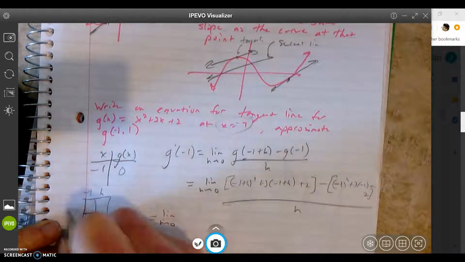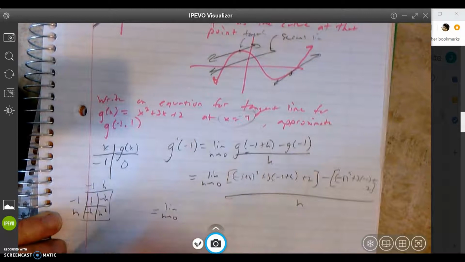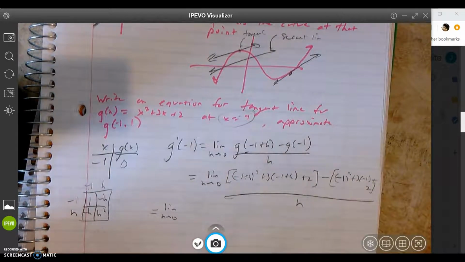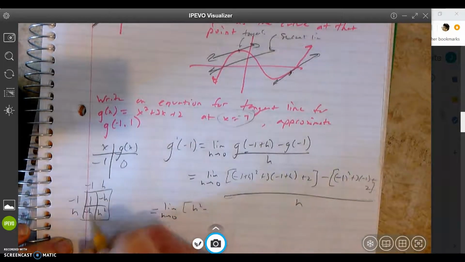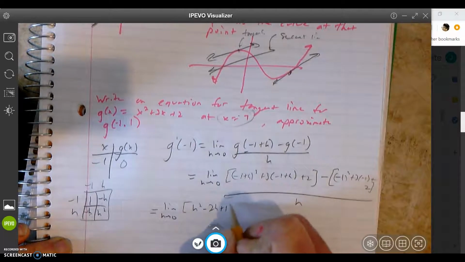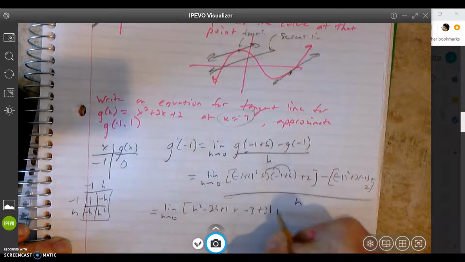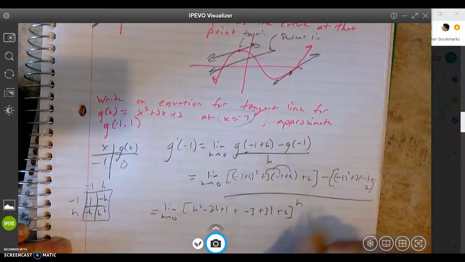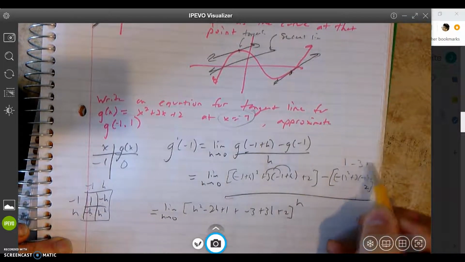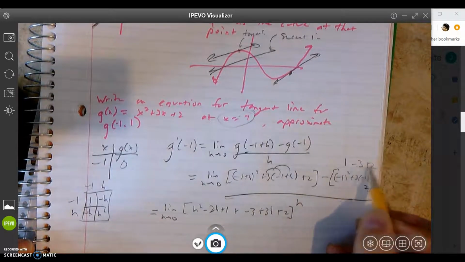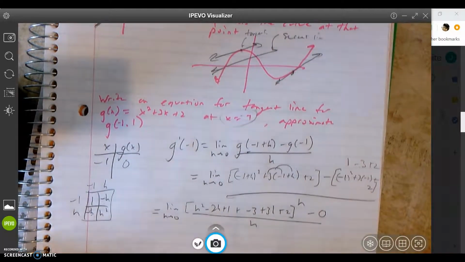So this is going to be -1 times -1 is 1, -h, -h, h squared. And of course, I'm going too fast. Just pause the video. So this equals h squared minus 2h plus 1 plus, -3 plus 3h plus 2. -1 squared is 1 minus 3 plus 2. 1 minus 3 is -2, plus 2 is 0. So minus 0 there, all over h.